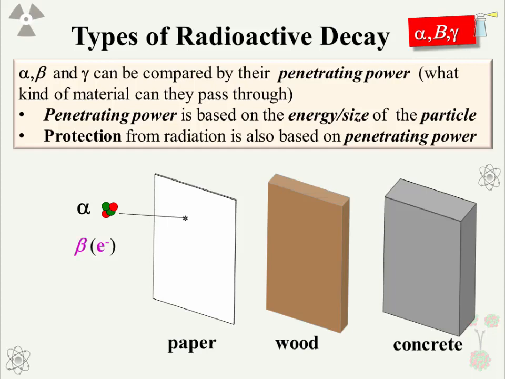The beta particle, being an electron, is smaller. It can pass through the paper and into the wood. The gamma particle has no mass. It is light. It takes the block of concrete to stop it. The gamma ray is by far the better penetrator.